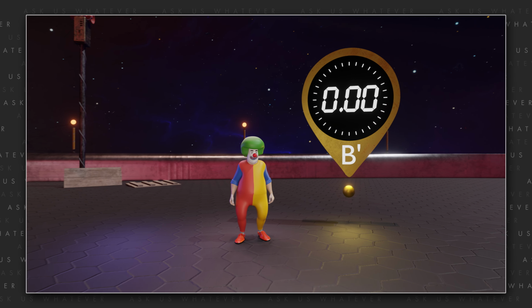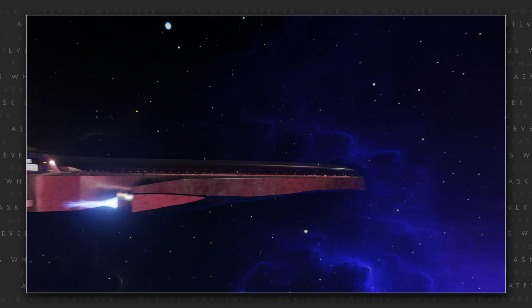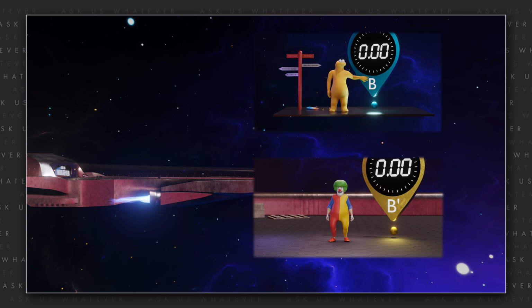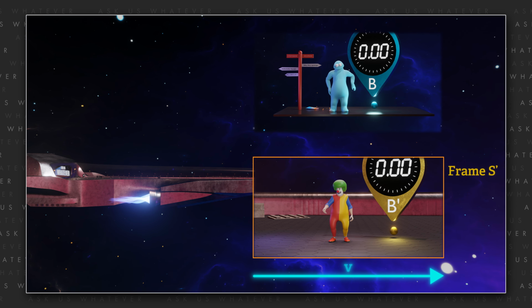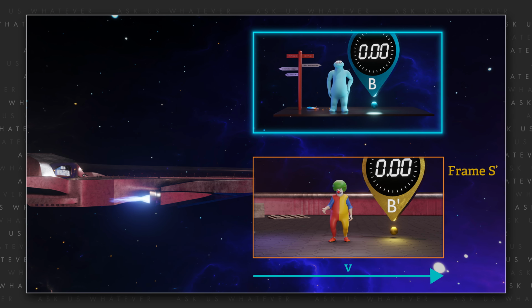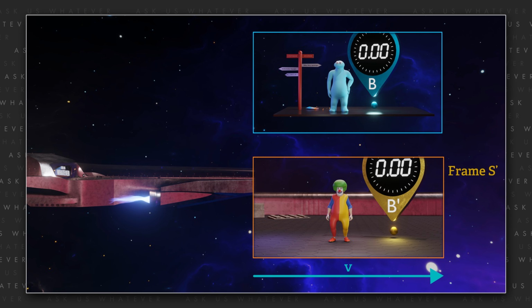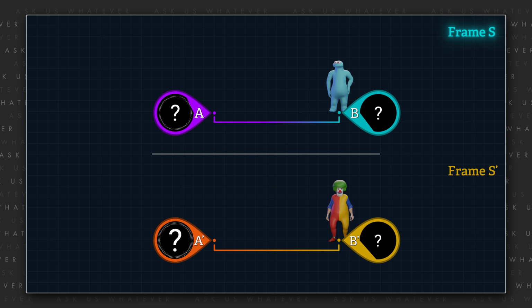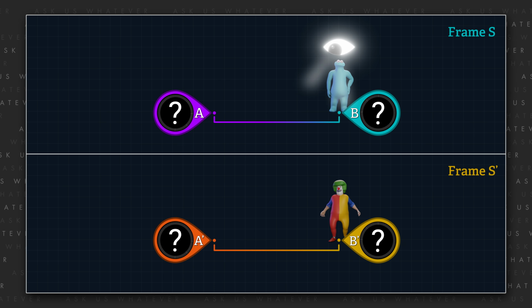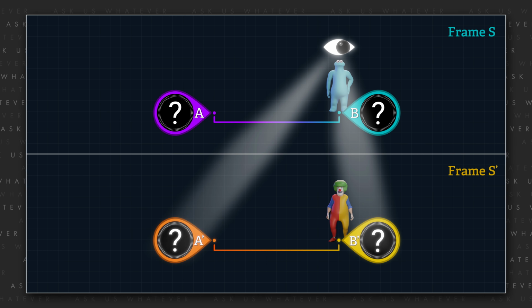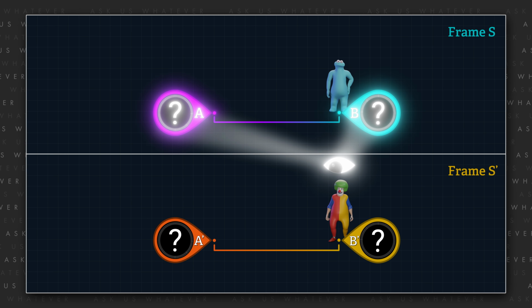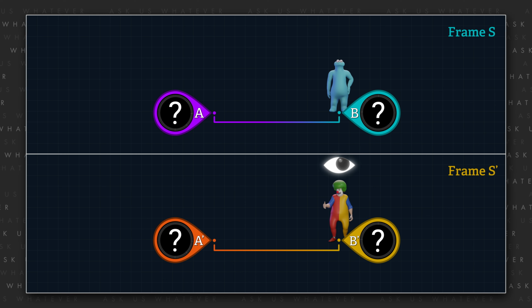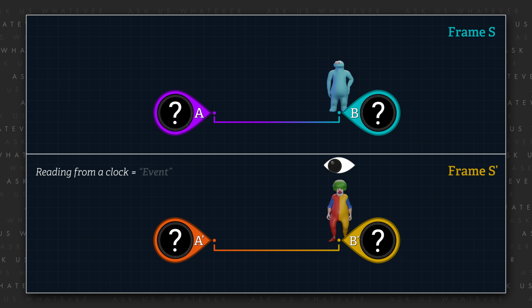Let's bring back a couple of the characters from episode 7.2. Our snarky clown is on a spaceship which, let's say, is in frame S prime, moving at speed v relative to what we jokingly call the cosmic train station, which resides in frame S. Our playful master of the universe observes the clown's spaceship from the perspective of the cosmic train station and vice versa. We will call the taking of a reading from a clock an event.